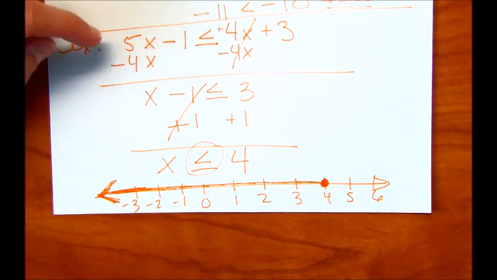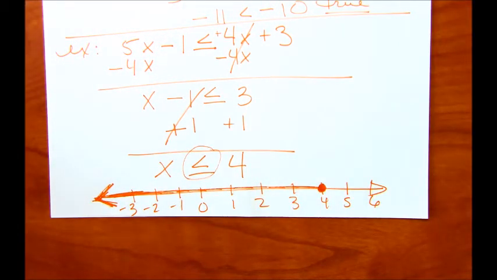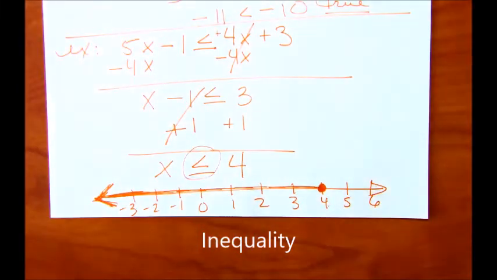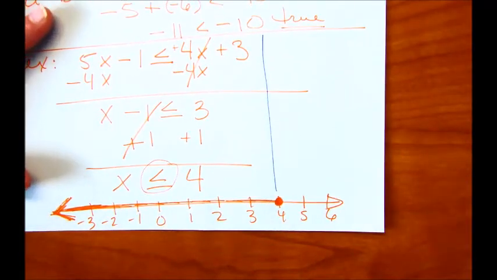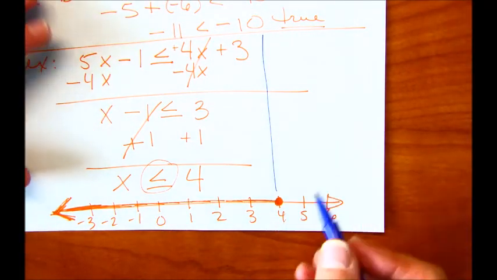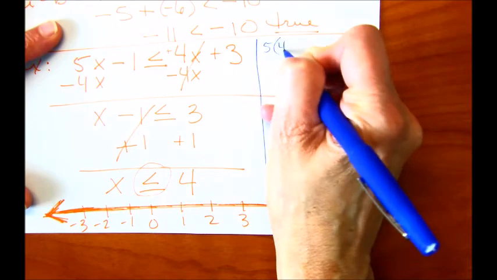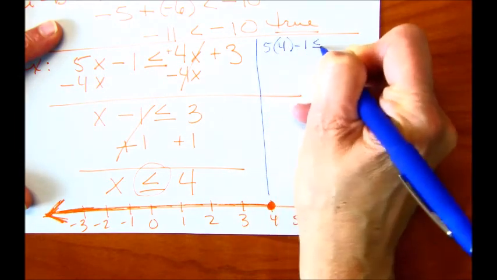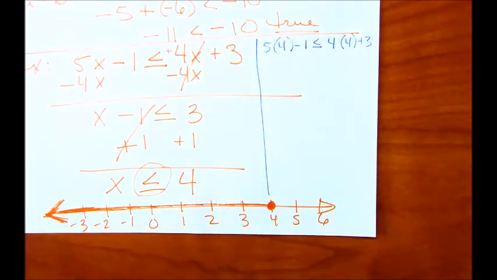Now I'm going to go ahead and pick a number and plug it back into this original equation. And let me pick a different color because we're getting into kind of cramming it in here. So we'll go over here. So let's say we've got 4. We'll use 4 because it could be equal to 4. So I've got 5 times 4 minus 1 is less than or equal to 4 times 4 plus 3. Notice I just plugged in those values. Wherever I saw x, I plugged it in.